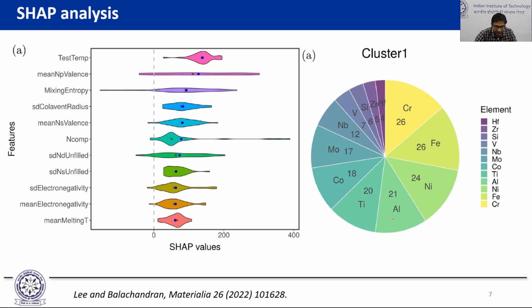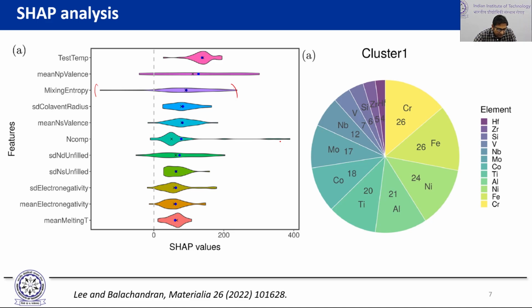So what you see over here is a very strong positive contribution for the test temperature. You will see that when the mixing entropy is concerned, this is actually getting spread over quite a bit. The NComp mostly seems to have a positive contribution. If you remember, NComp was basically the number of elements in that particular composition, and as the number of elements increases, the entropy increases, and as the entropy increases, the high temperature structure gets stabilized. Therefore, when you are looking at the high temperature yield strength, one can understand that there will be a positive contribution.